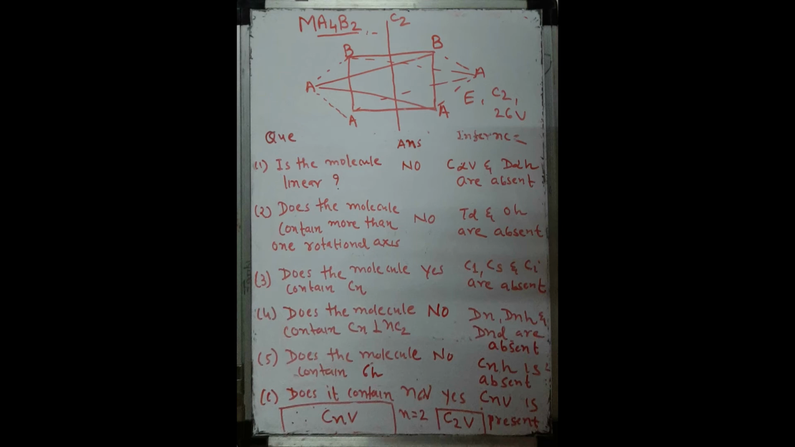Sixth question we are going to ask, does the molecule contain n vertical planes? Answer is yes, and therefore CnV is present. Here n is equal to 2, therefore the point group of this molecule is C2V.